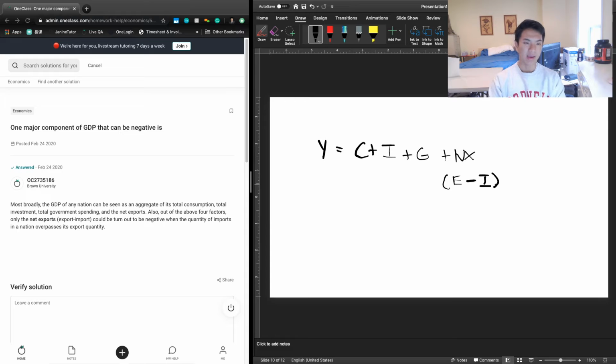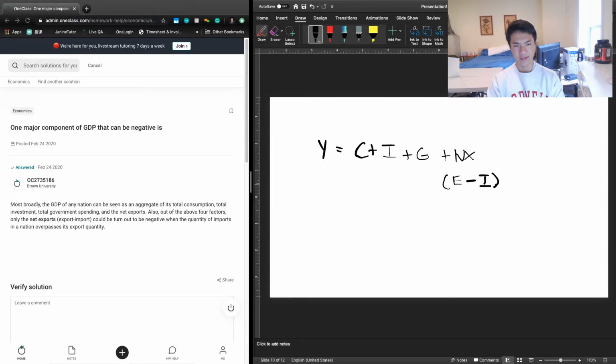And that's something that can happen sometimes. And so we know that it's possible for exports to be less than imports, or imports to be greater than exports. And if that causes GDP to decrease, then that would be the answer that we're looking for here. So let's take a look at this answer choice. The answer should be net exports.